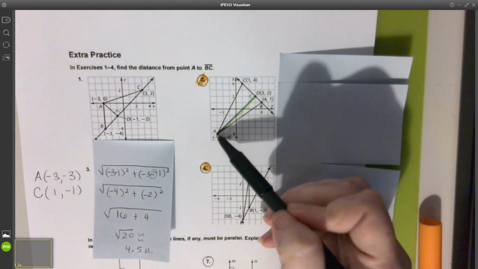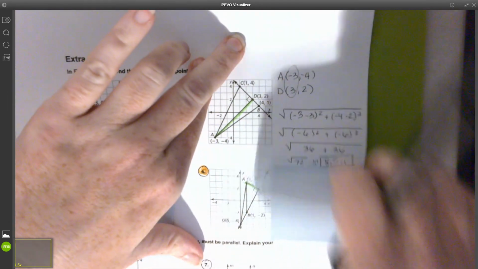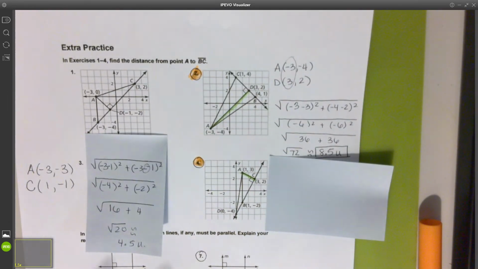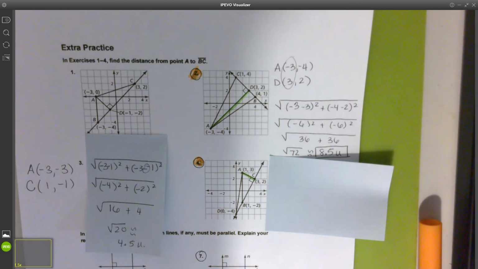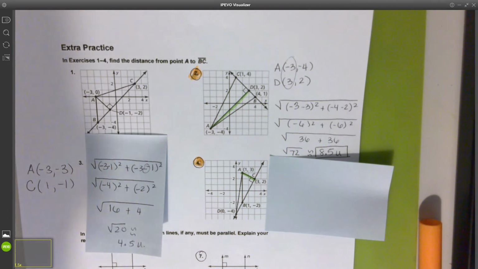All right, so for number 2, you should have gone from A to D, and your answer should be approximately 8.5 units. Does rounding matter? Yes, it does. Make sure you're following the rules of rounding based on the directions or whatever directions your teacher is telling you. So in this case, I'm rounding to the tenths.